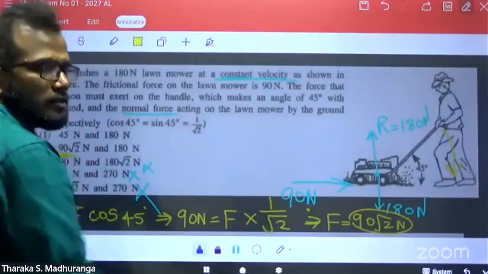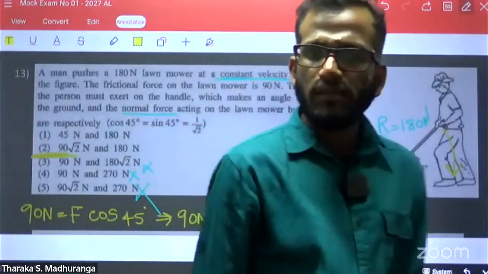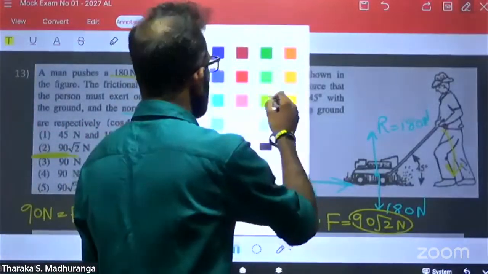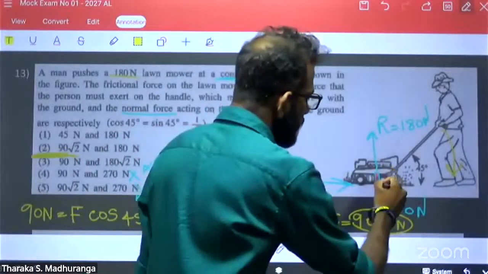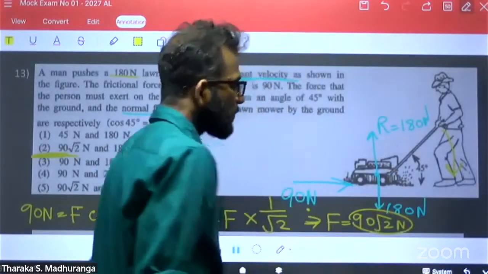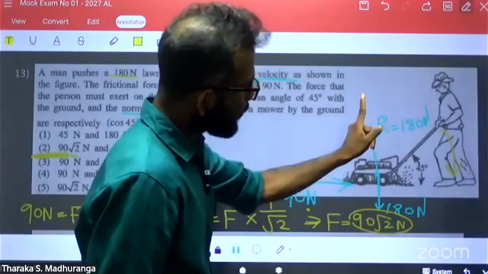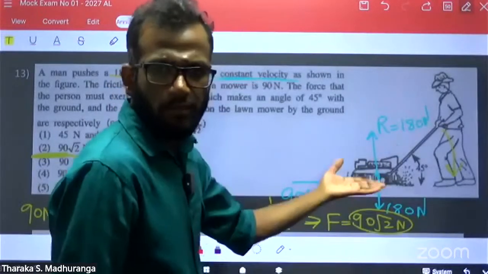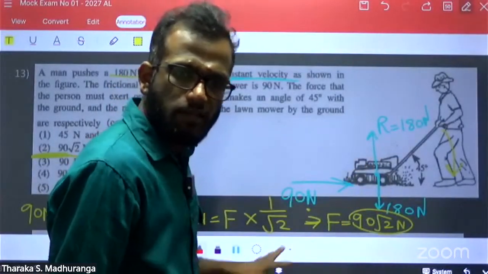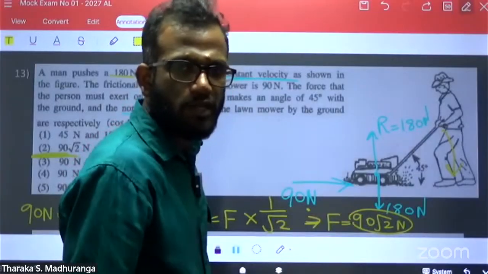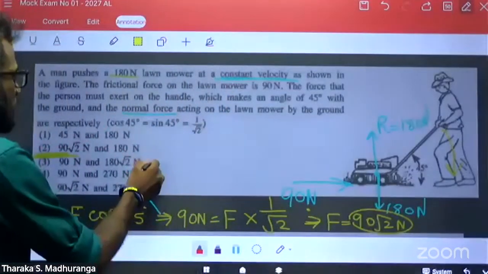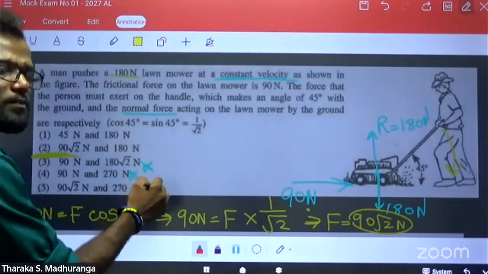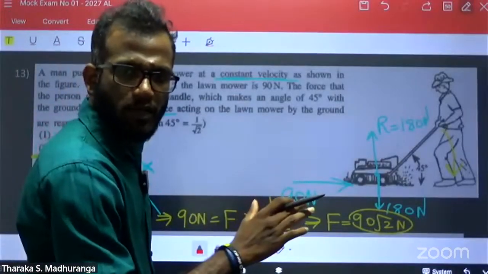the normal reaction, normal force. Normal reaction means the weight is 180. The perpendicular reaction, no need to worry. It is the same. It is an auto adjustable force and the surface is horizontal. Therefore, no need to worry. It is 180. Therefore, we can remove all these answers because this perpendicular reaction is wrong. It is 180. Up to now, okay?